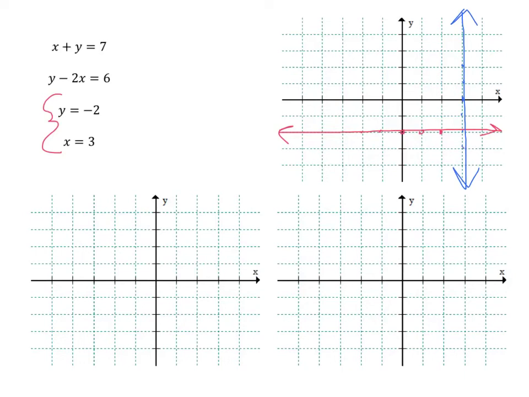Next, we'll take a look at the line y minus 2x equals 6. On something like this, because y does not have a coefficient, and the coefficient on x is negative, I would actually rearrange this equation, meaning I would add 2x to both sides, and I would get y is equal to 2x plus 6.